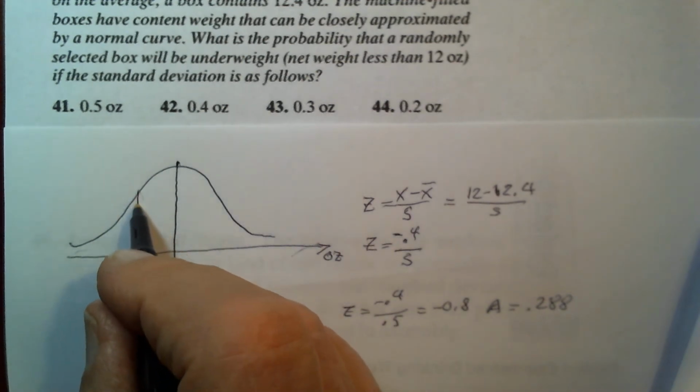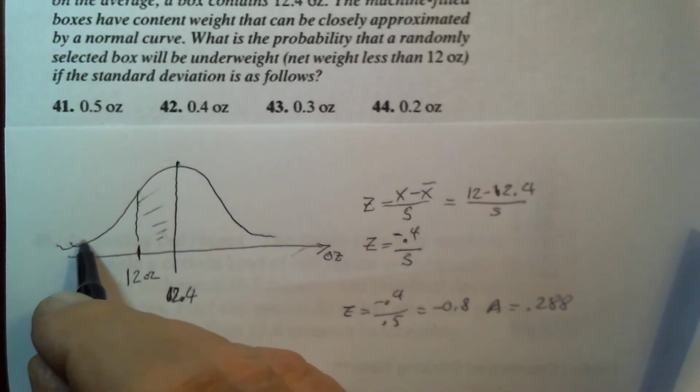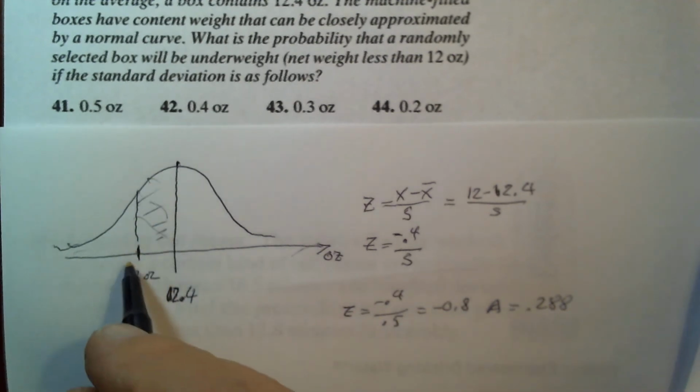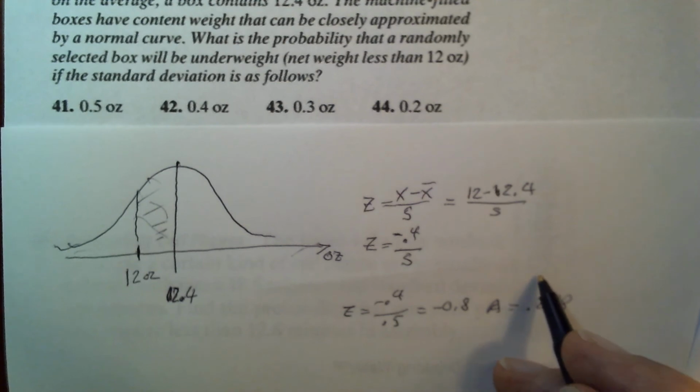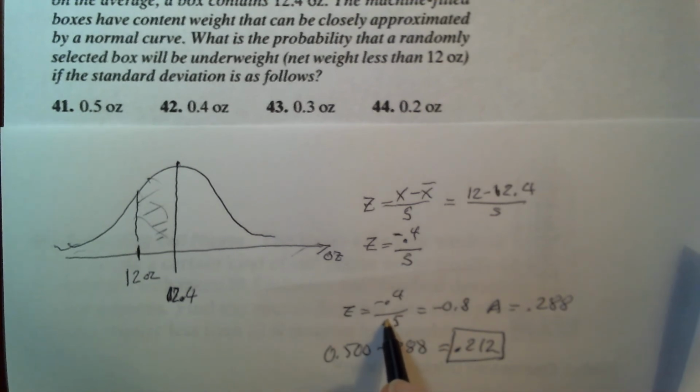In other words, we're looking for the area here. We know the half area is 0.5, so to find this area, we need to subtract the area found from 0.5. So 0.5 minus 0.288 is equal to 0.212. So that's the probability of finding a box that weighs less than 12 ounces when the standard deviation is 0.5 ounces.